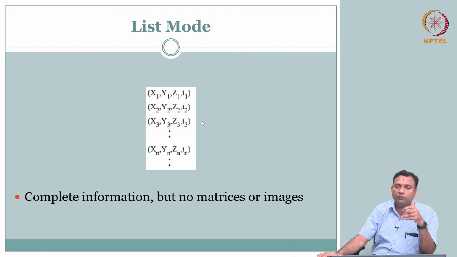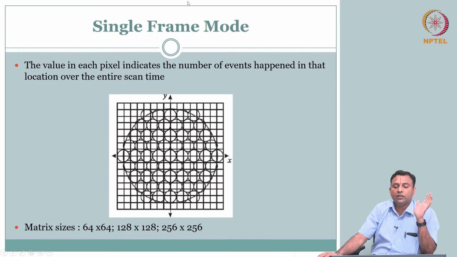This is useful because it is kind of raw data. You have this information, you stored it, but if you have this, what is it that you want to do? You may want to visualize this. So the easiest visualization is your single frame mode.